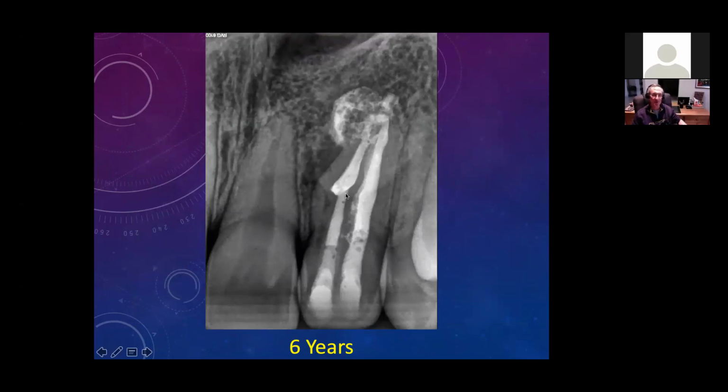And I saw her recently. This is a 6-year recall. She's in college now. So again, it's hard to imagine how this could have turned out any better. You know, in a 13-year-old, certainly you wouldn't want to extract this tooth if you didn't have to. She'd have to probably wear something removable for a long time before you could place an implant in here. Can't really do a fixed bridge on somebody that age. So this was, again, kind of an ideal outcome.